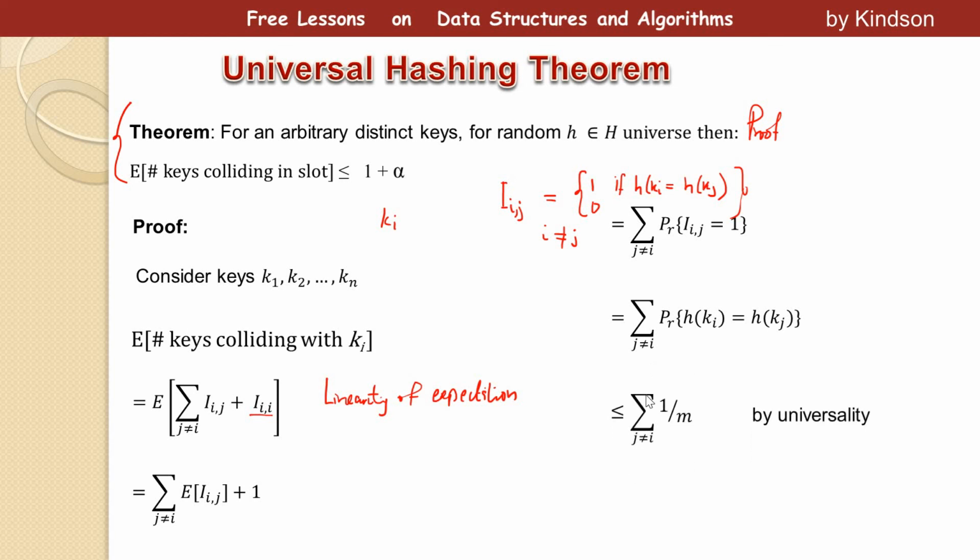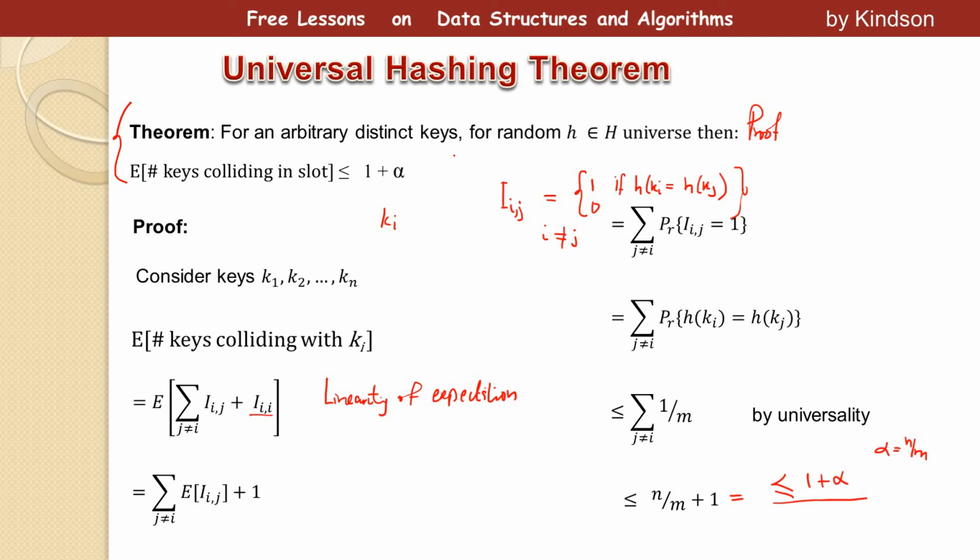And then the probability of this happening is at most 1 over m, by universality. We can sum over all the values of the keys, the total number of keys, which is n, and that will give us at most n over m plus 1, because we already have 1 in this place. So this becomes the same as, if this is a little confusing, you can pause this video and get your head around it. It's the same as less than 1 plus alpha, because we already defined alpha to be the load factor n over m. So this is what we actually just proved, and this is the universal hashing theorem.